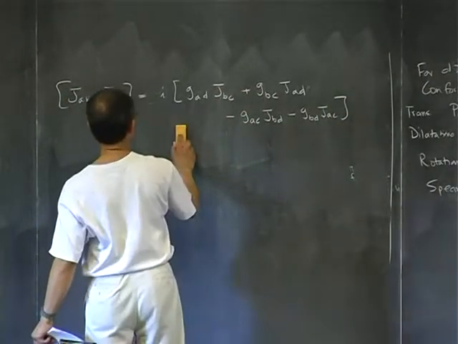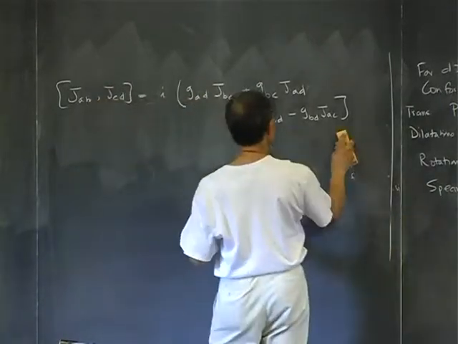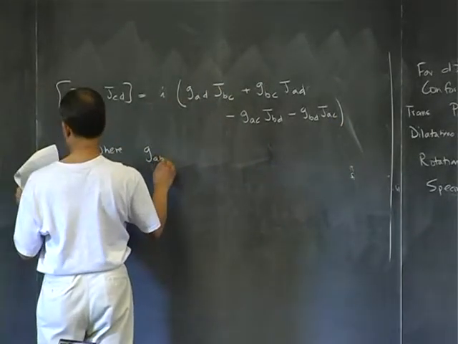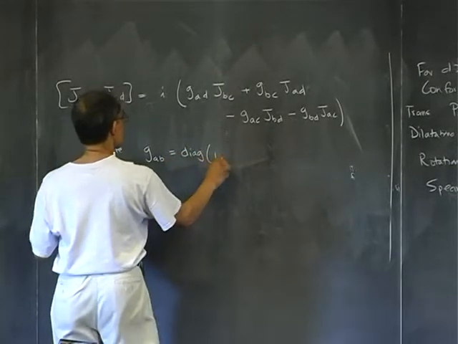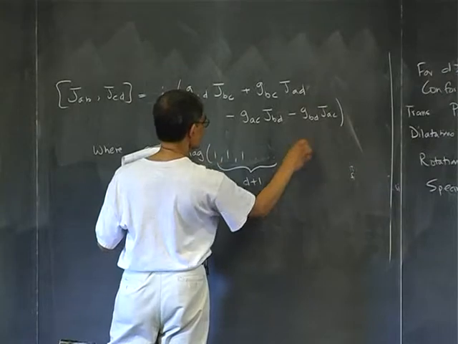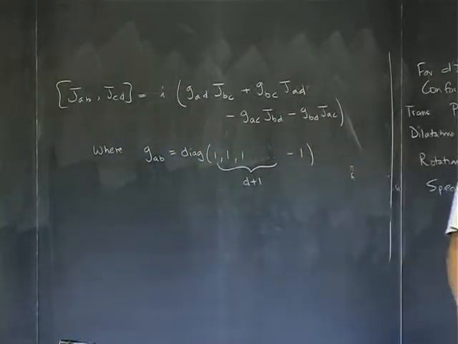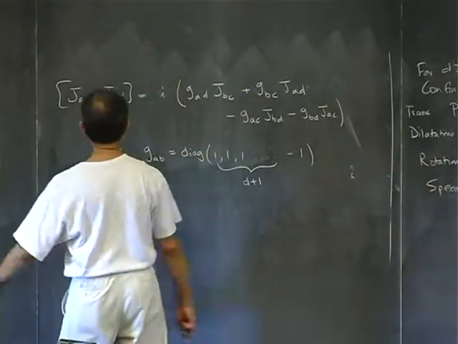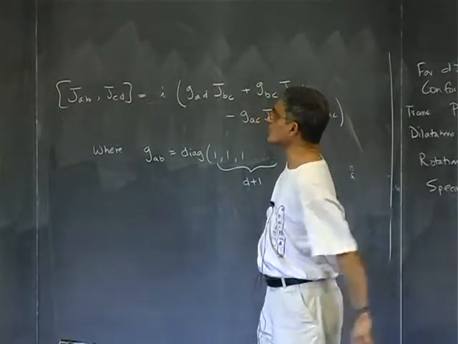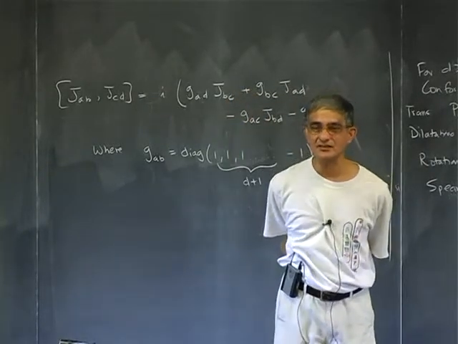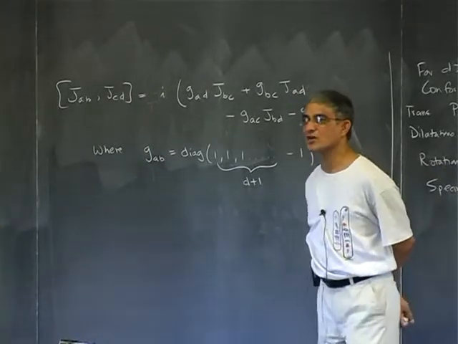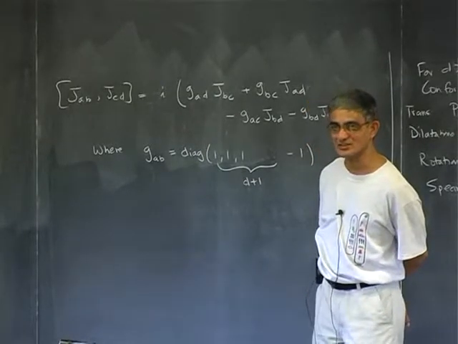There is no bracket here. This is not a commutator, just a regular bracket, where G is a diagonal matrix 1 1 1 minus 1. There are d plus 1 ones and there is 1 minus 1. If these G's were just the diagonal matrix 1 1 1 1 1 1 1, this would be the rotation group in d plus 2 dimensions. This is exactly the commutator of the angular momentum generators of the rotation group. This minus 1 spoils things a little bit in these commutation relations.